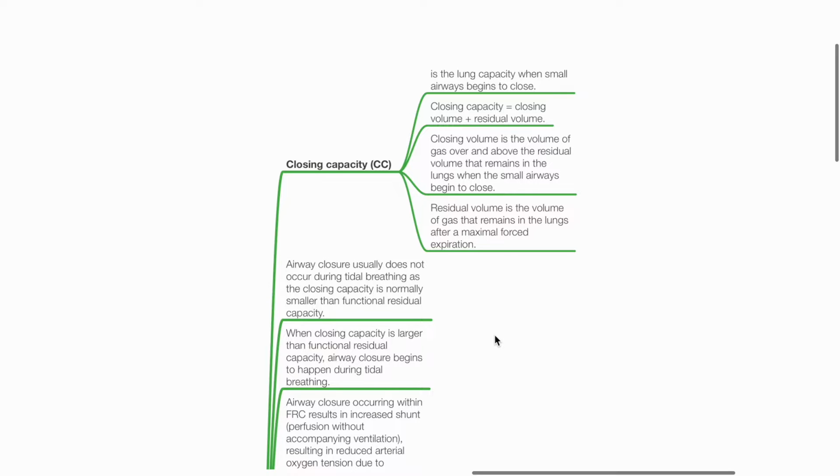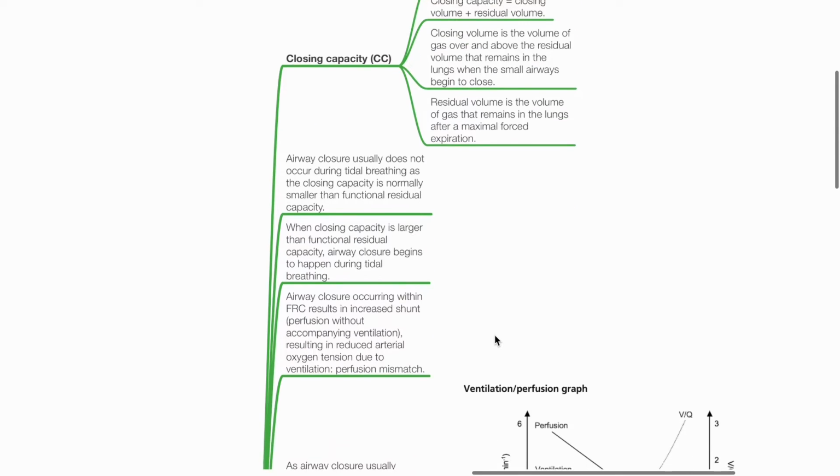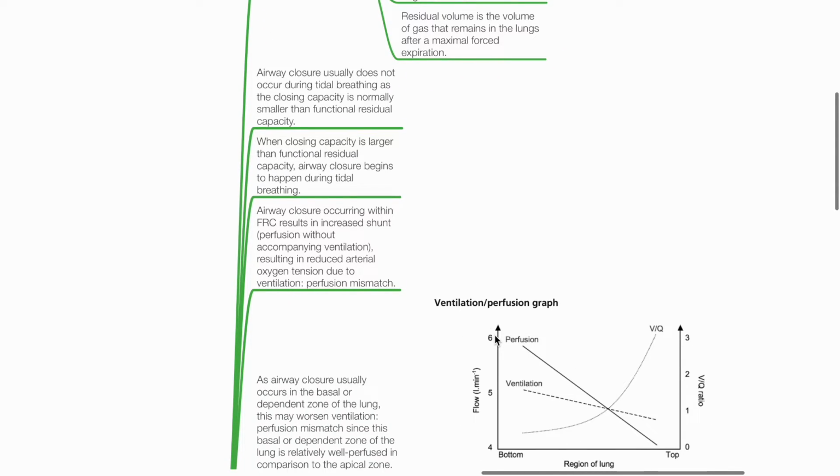Closing volume is the volume of gas over and above the residual volume that remains in the lungs when the small airways begin to close. Residual volume is the volume of gas that remains in the lungs after a maximal forced expiration. Airway closure usually does not occur during tidal breathing, as the closing capacity is normally smaller than FRC. When the closing capacity is larger than FRC, airway closure begins to happen during tidal breathing.